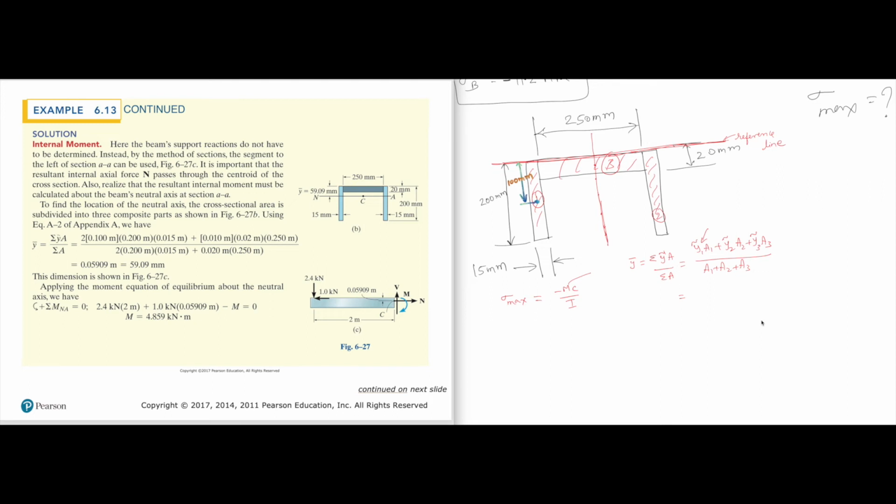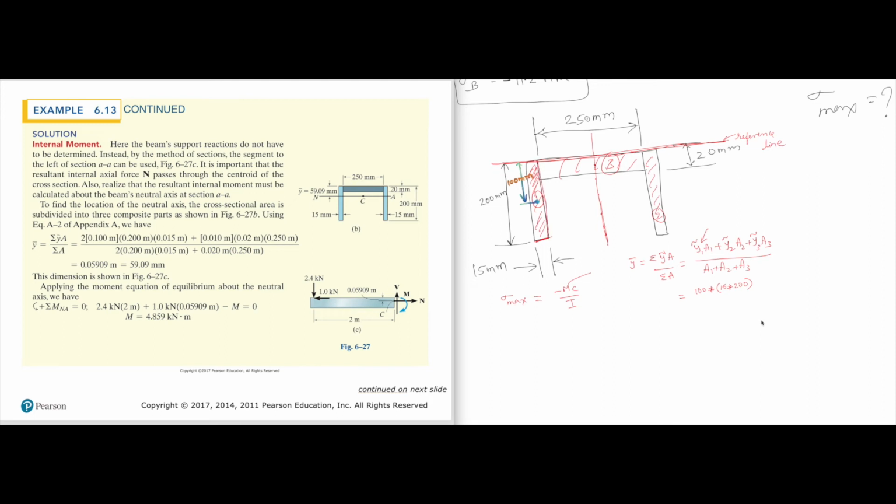So let's write it. That implies this is 100 mm. So let's leave everything in mm. I'm not going to convert to meters, so I'll get the answer in millimeters. What is A1? Isn't it 15 times 200? Because I want the area of this. So this is the width and that is the height. I'm going to get the area of that.